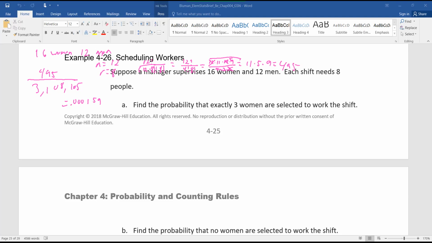So if it's a negative number, you move the decimal to the left that many. If it's a positive number, you move the decimal to the right that many. So if I move the decimal to the left, there's already one number there. Therefore, there's only 3 more zeros that are needed. Yes, that's why I made it 0.000159. So in this case, you basically have a 0.02% chance of getting an all men shift out of 8. That's kind of crazy. Any questions on B?